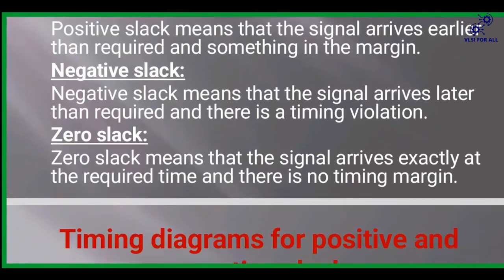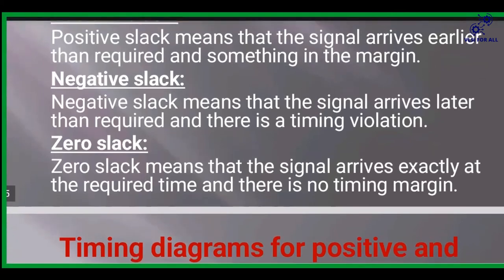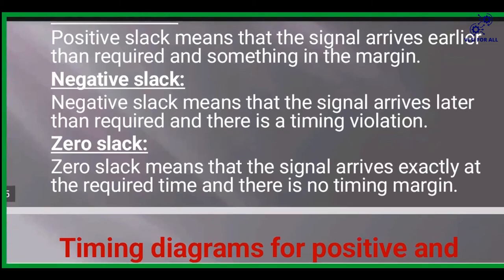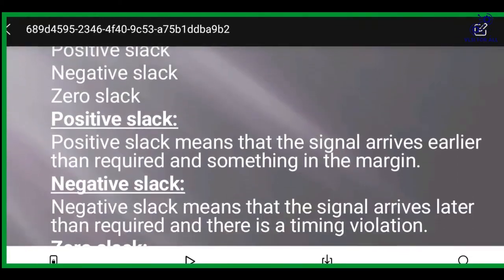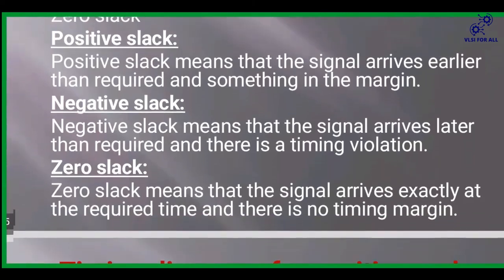Next, the third one is zero slack. Zero slack is nothing but the signal arriving exactly at the required time. That means if I have a required time of 4 nanoseconds, and the signal also arrives at 4 nanoseconds, then the value we get, required time minus arrival time, is 4 minus 4, which is 0. 0 means it is a zero slack. So these are the three types of slack: positive slack, negative slack, and zero slack.